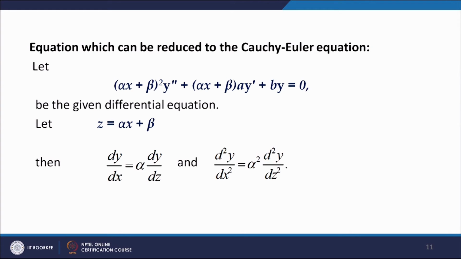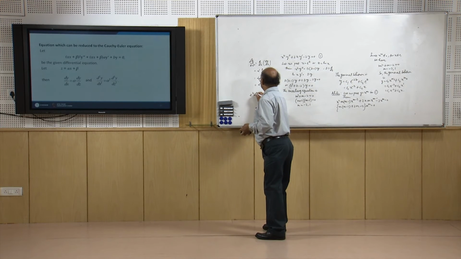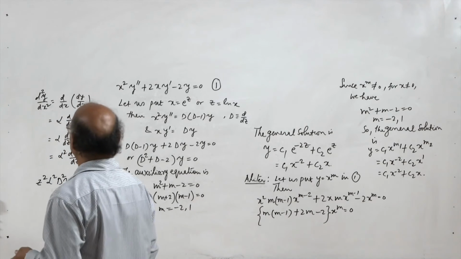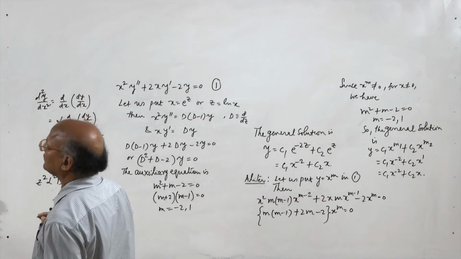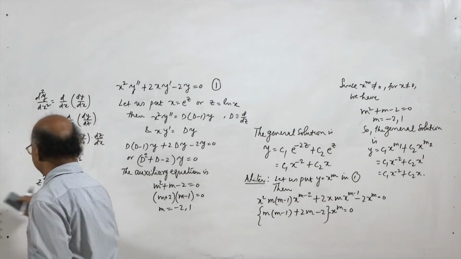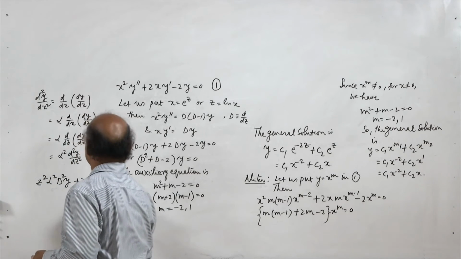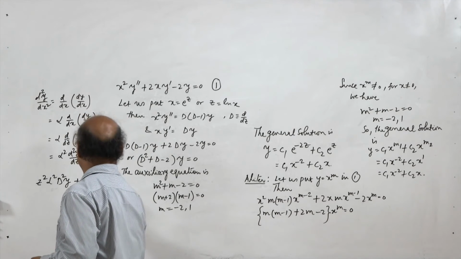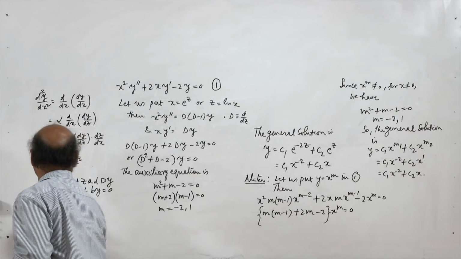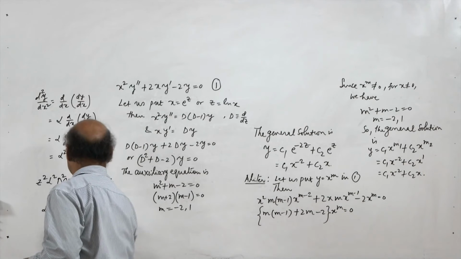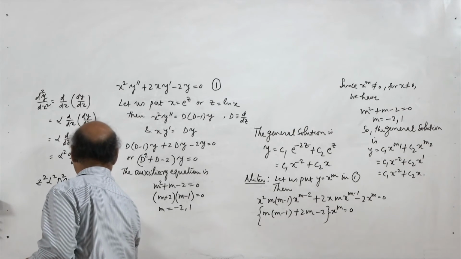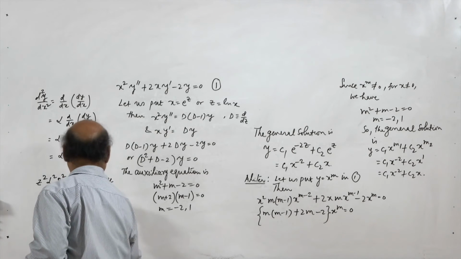Then we shall have alpha square. Okay, so (alpha x plus beta) whole square y double dash, that will be z square y double dash, is alpha square z square d square y, where I am now denoting d over dz by D, plus z y dash is a, sorry, it is a z into alpha dy, and then plus b y equal to 0, or we can say this is nothing but alpha square z square D square plus a alpha z D plus b operating on y equal to 0.